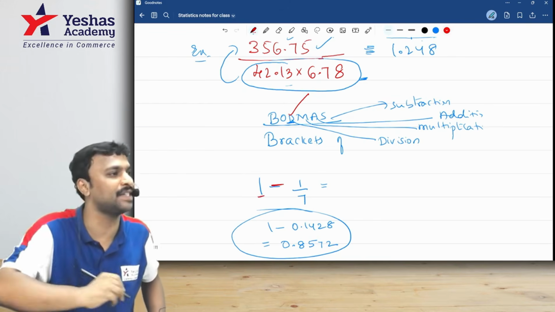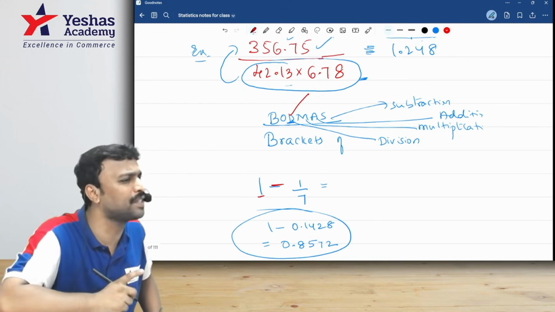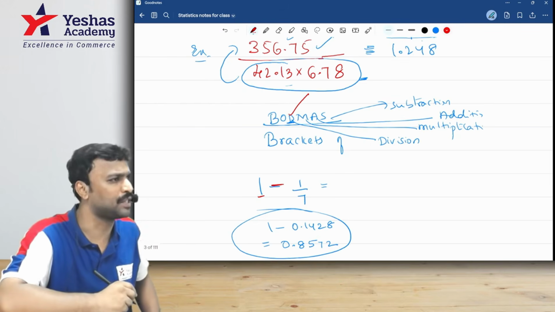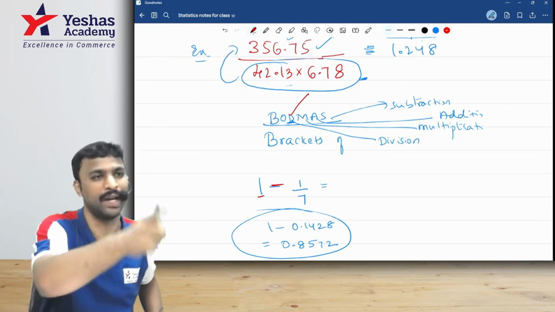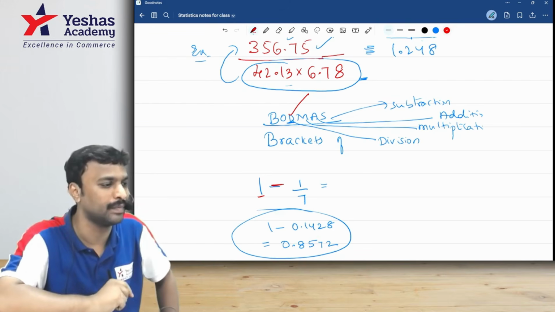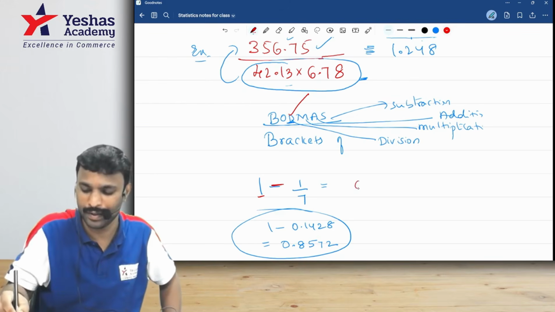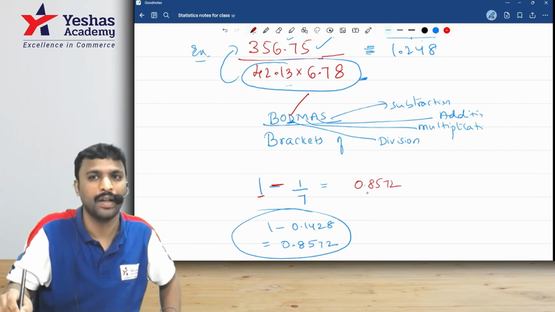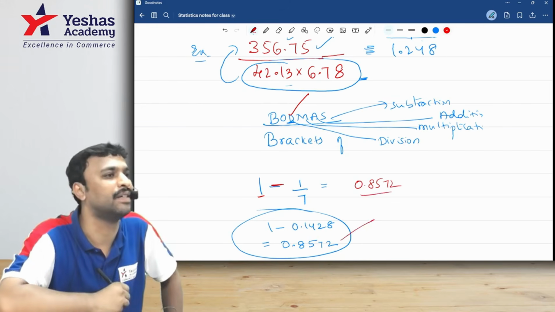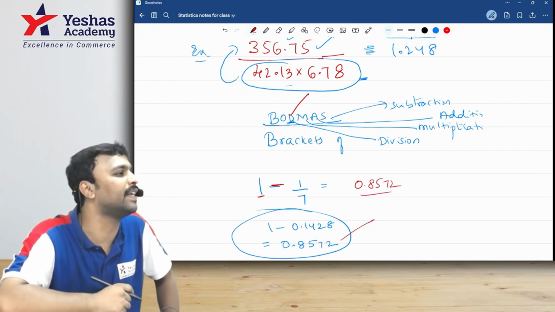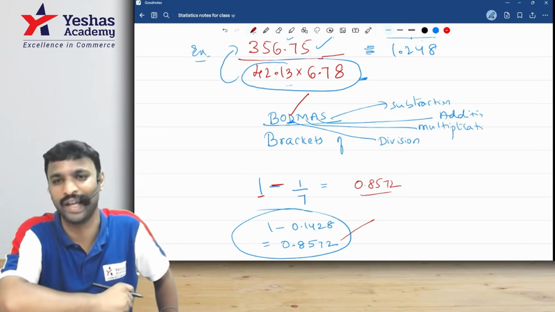Look at the first number. It's 1. Is it positive 1 or negative 1? Positive 1. So you have to add 1. Plus 1 you do. How much it is? So did we write anything on paper? No. Everything in the calculator only.